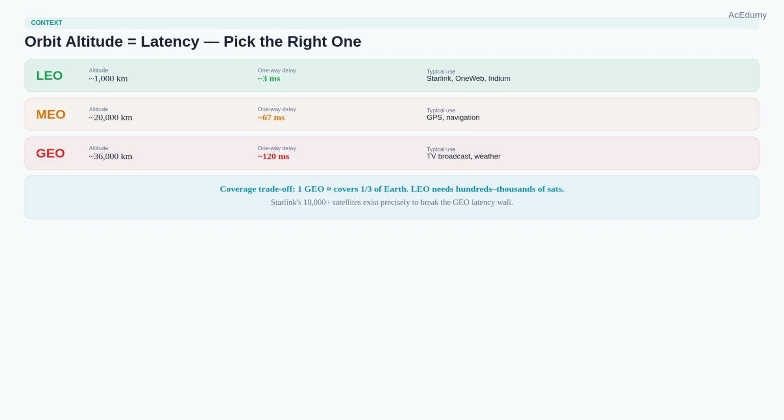Medium Earth orbit, or MEO, runs around 10,000 to 20,000 kilometers. At 20,000 kilometers, one-way is about 67 milliseconds. GPS satellites sit here. GEO at 36,000 gives us our 120 milliseconds each way. The trade-off is coverage and cost. One GEO sat covers a third of the planet, but LEO needs hundreds or thousands of satellites to give the same coverage. Starlink's 10,000 plus satellites exist precisely to break the GEO latency wall.